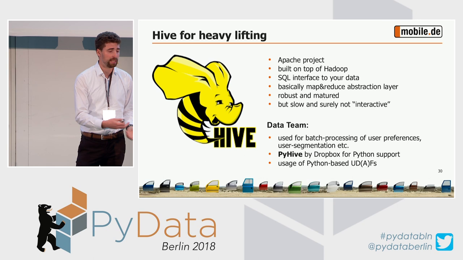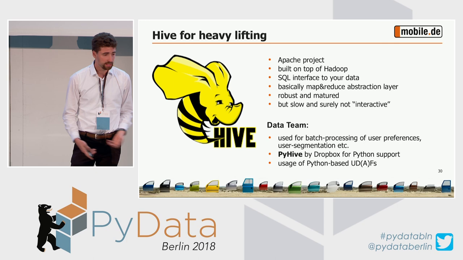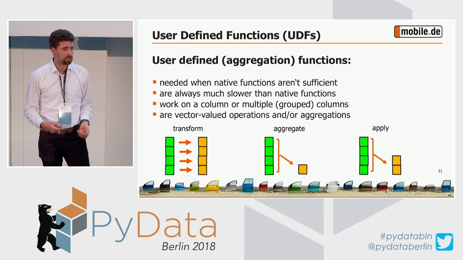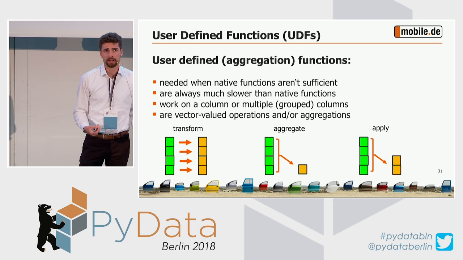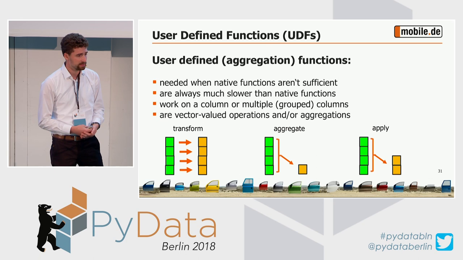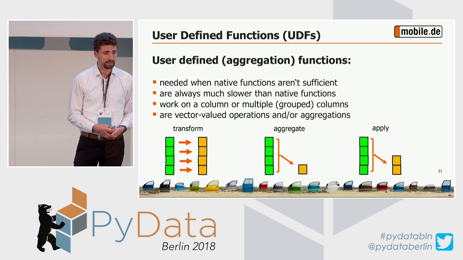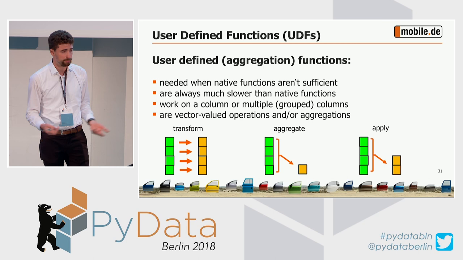by using user-defined functions. So what's a user-defined function or a user-defined aggregation function? Basically, you always need this when the native functions of Hive or Spark or whatever aren't enough, if you cannot express what you want to do as a composition of your native functions. Then you can define your own function. You should be aware that those user-defined functions most of the time are much, much slower than the native ones, so use them only when you really have to.